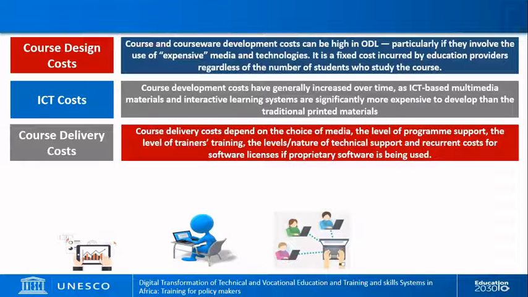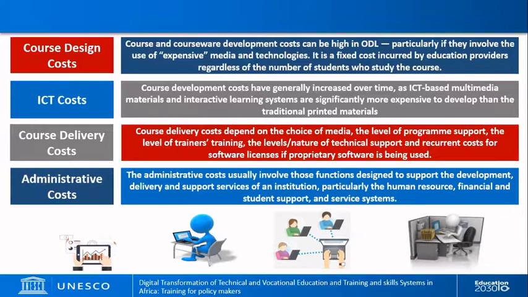Course delivery cost depends on the choice of media, the level of program support, the level of trainers training, the levels and nature of technical support, and the recurrent cost for software licenses if proprietary software is being used. And finally, administrative cost usually involves those functions designed to support the development, delivery, and support services of an institution, particularly the human resources, financial, and student support and service systems.